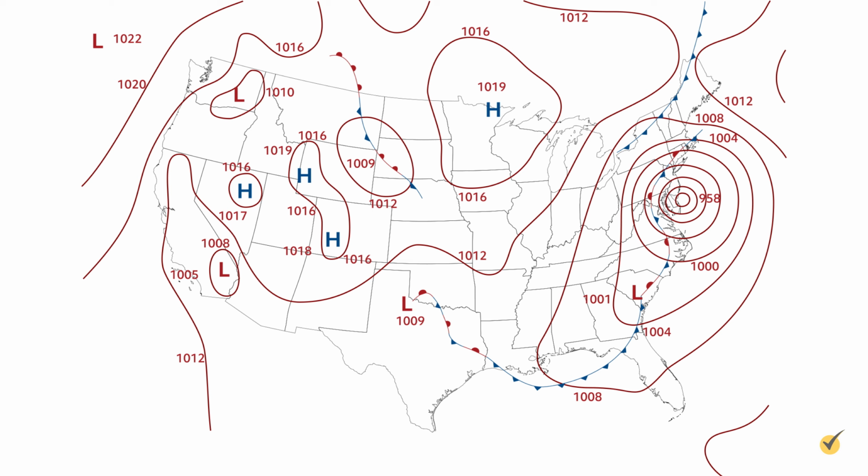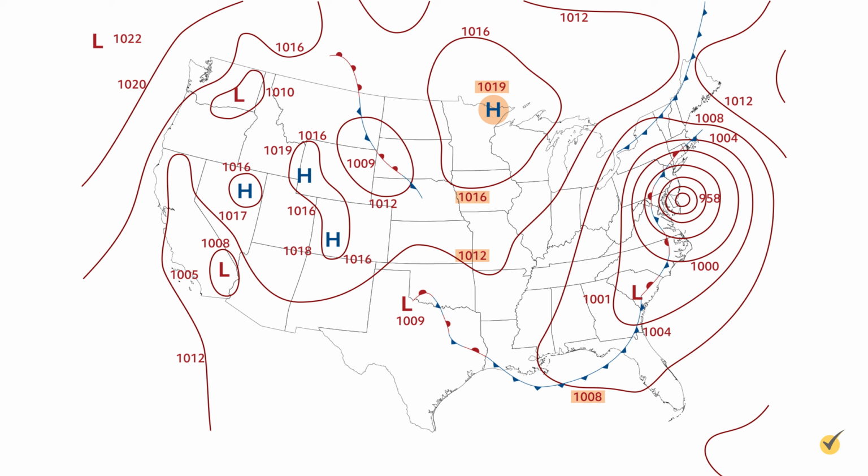Now, focus your attention on the big blue H above Minnesota. This high-pressure system has a pressure of 1,019 millibars. The next isobar below is labeled 1,016 millibars, and the next at 1,012 millibars. The next slightly east, 1,008 millibars, and so on.